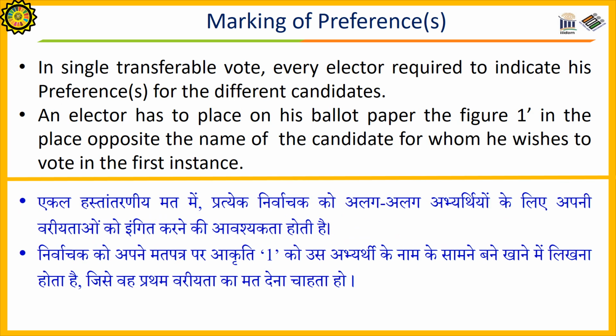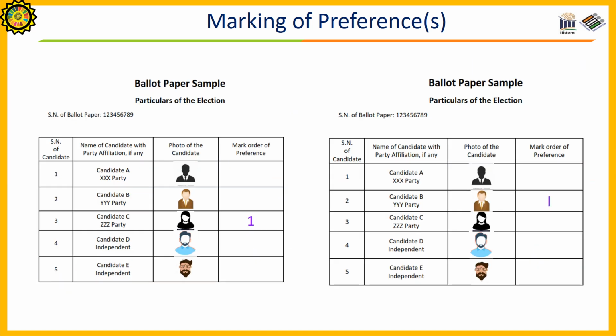Marking of preferences. In single transferable vote, every elector is required to indicate his preference for the different candidates. An elector has to place on his ballot paper the figure 1 in the place opposite to the name of the candidate for whom he wishes to vote in the first instance. The way of marking of preferences is shown on the screen.